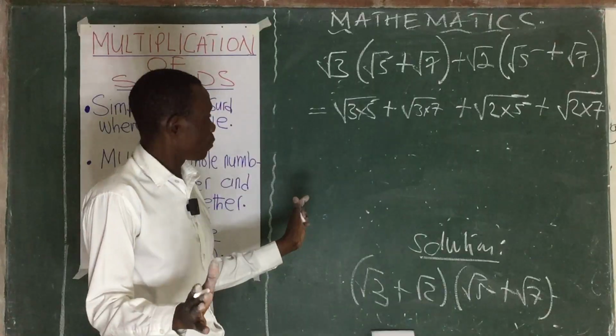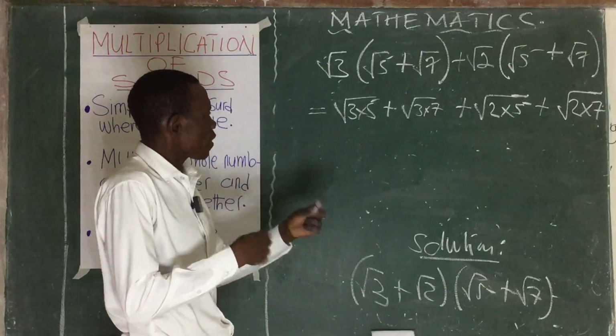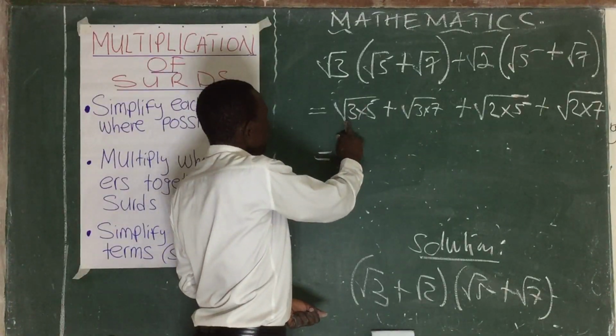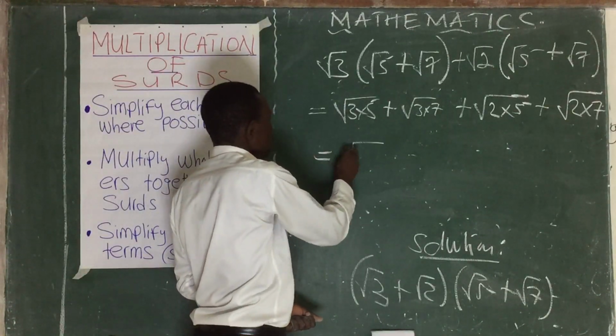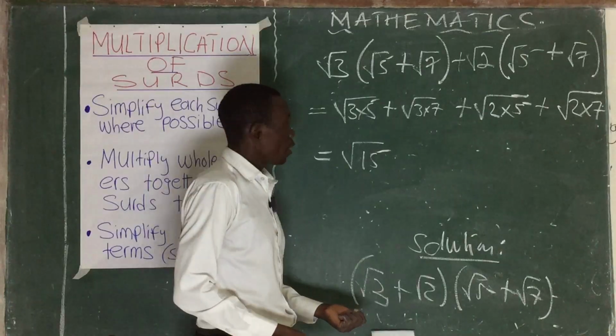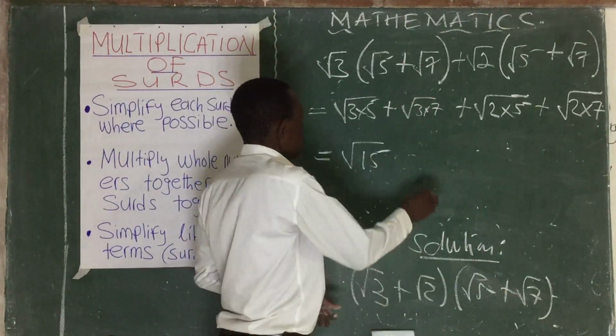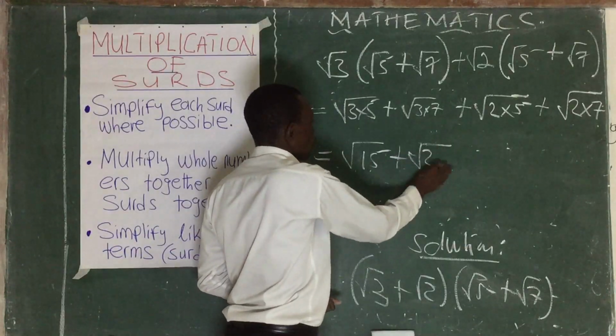Forming one root aside. Now what do you do there again? Just multiply the numbers inside. You're done. So here it means root over 3 times root over 5. This gives you root of 15. And here you have root over 3 times 7. You have got what? Positive root of 21.